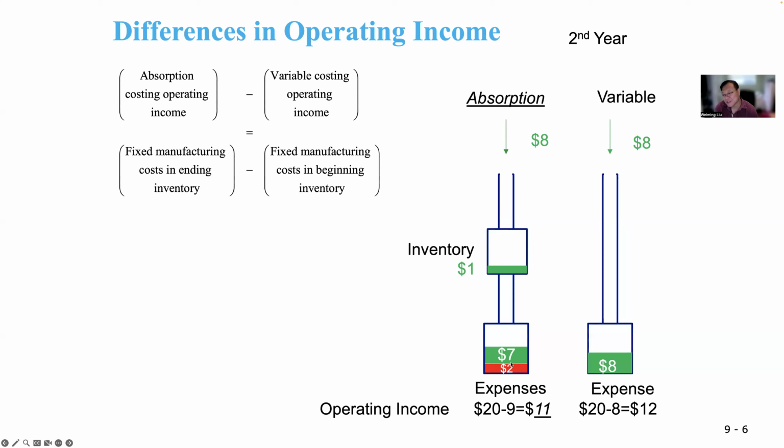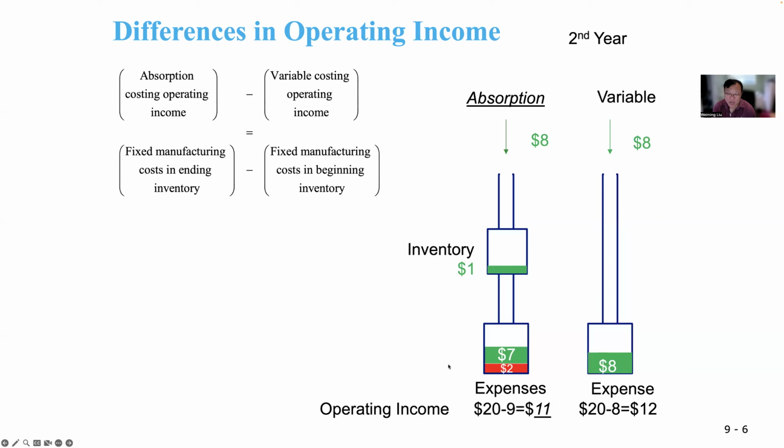Okay. So what is this $9? $2 are from the first year's production of goods, and the $7 is from current year's production, second year's production. So together, that's the $9. Then my operating income is $11. Okay, for the second year.